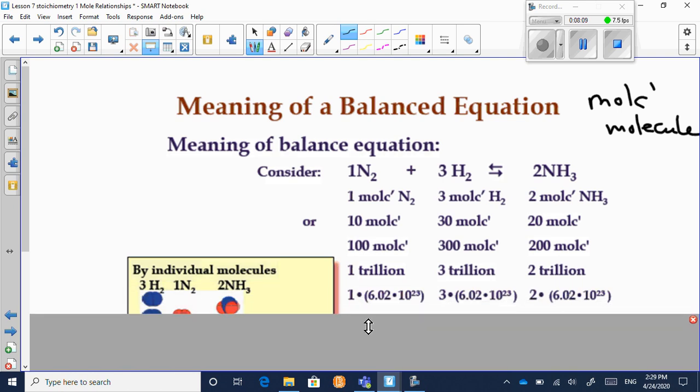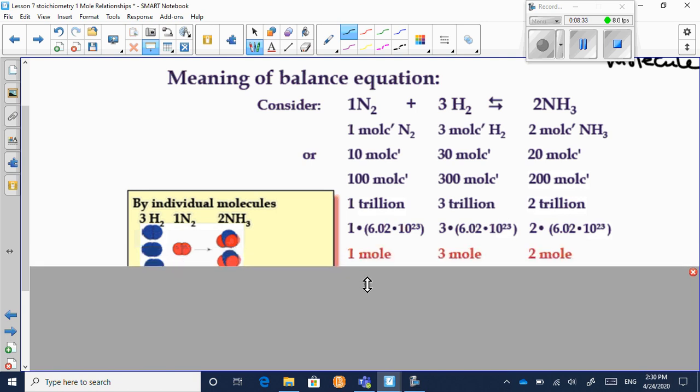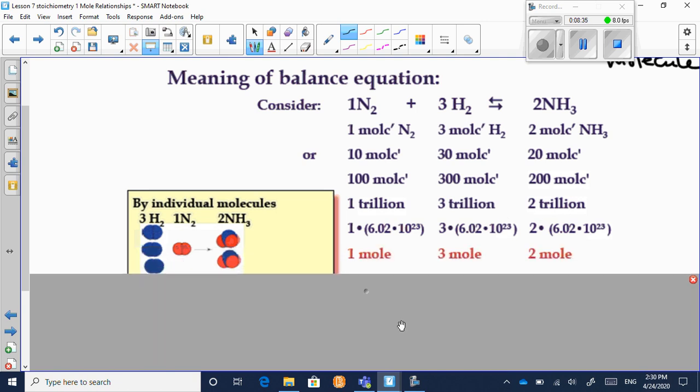And then here, this is a funny number. It's much bigger than 1 trillion, but you guys will recognize it. It's Avogadro's number. And it says here that if you had 1 times Avogadro's number, 6.02 times 10 to the 23 molecules of N2, you would need 3 times that of H2 and to make 2 times that number of NH3. But again, we've picked that number in particular because of something important. And that is, we know that that's the number of particles in a mole.